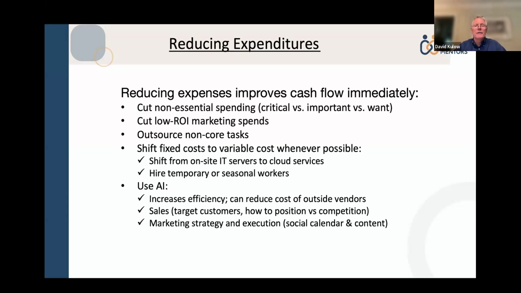So shift from on-site IT servers to maybe cloud servers, or hire temporary or seasonal workers. And this last one is one that more and more of you are probably starting to become familiar with. There are a lot of tools in AI that help increase efficiency and can reduce your cost of outside vendors.